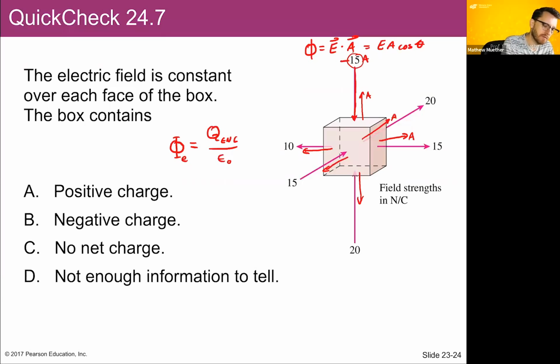For this guy, I see that it's aligned with my area vector, so this is going to be a positive 20A for the flux. This guy, it's aligned, so it's going to be a 15A. This guy, it's anti-aligned, so I'm going to have a contribution to the flux that's like -20A. This guy is also anti-aligned, so it's going to be -15A. And this guy is aligned, so it's going to be a positive 10A.